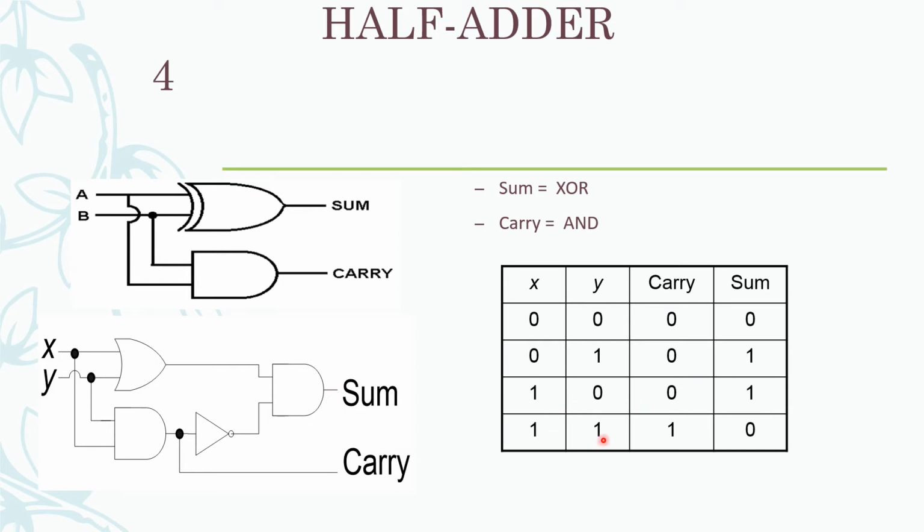When both x and y are 1, then what will happen? Both of them are 1. This will be 1, the input here will be 1. Then for carry, both of them are 1, so the output of this AND will be 1. So the carry is 1 and negation of this will be 0. So this input is 1 and here it is 0. So the sum is 0. So finally, when both the inputs are 1, carry will be 1 and your sum will be 0.